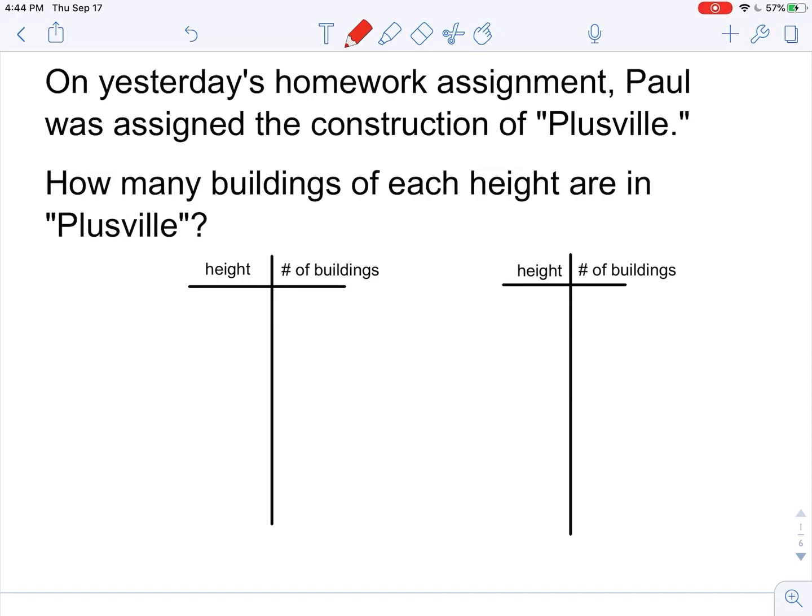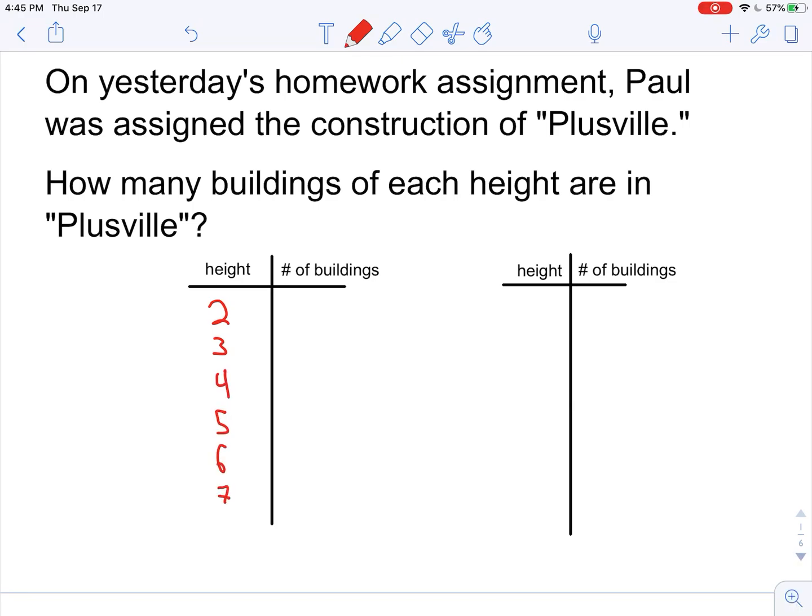So yesterday we started off Chapter 9, the number theory unit. On yesterday's homework assignment, Paul was assigned the construction of Plusville, and some people got that wrong because they thought it was still talking about Tim, and they were writing down 1, 4, 9, 16, 25. No, this is Plusville. So when he's building Plusville, we wind up with all these numbers, everything between 1 plus 1 and 10 plus 10.